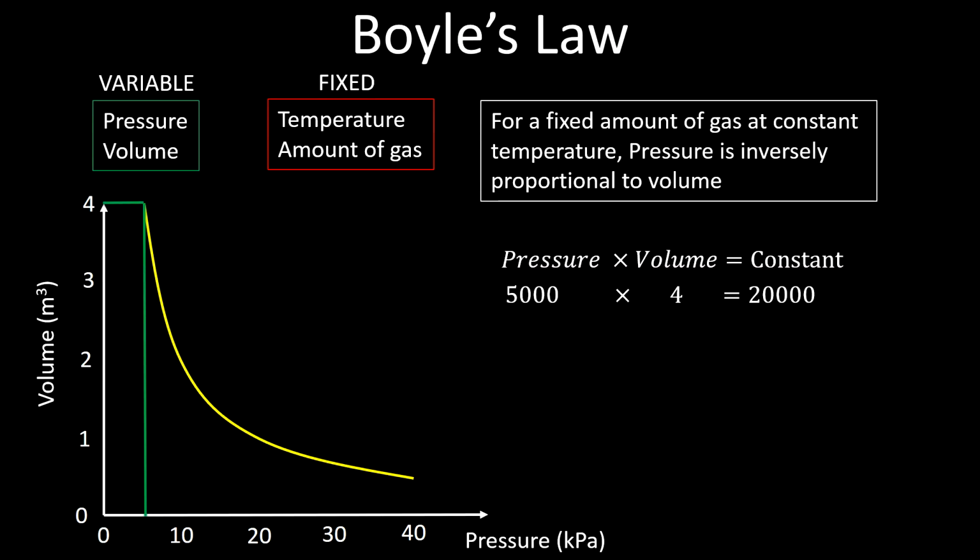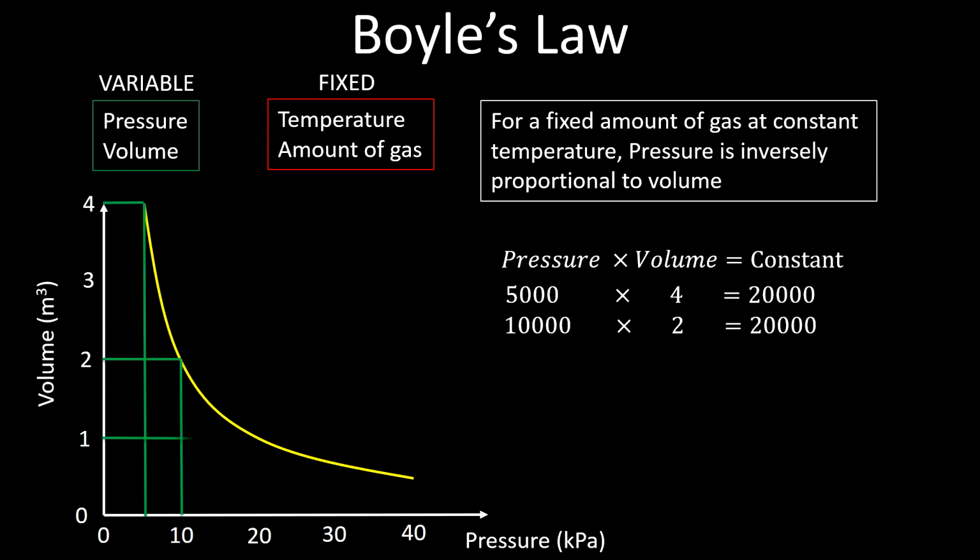All you would need to do to plot the rest of that curve would be to find other pairs of pressure and volume that give you 20,000. The easiest way to do that is to take one of the values and start halving it and double the other one. Given the axes we've been provided with here, we're at the top of the volume axis, so it would make sense to halve that. If we halve the volume to 2, we would need to double the pressure to 10,000 to get back to our 20,000 constant, and there's that point.